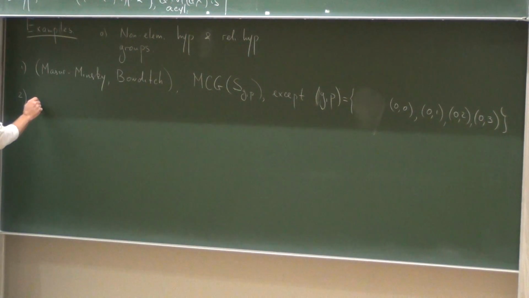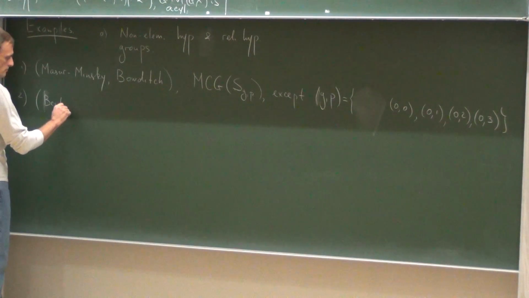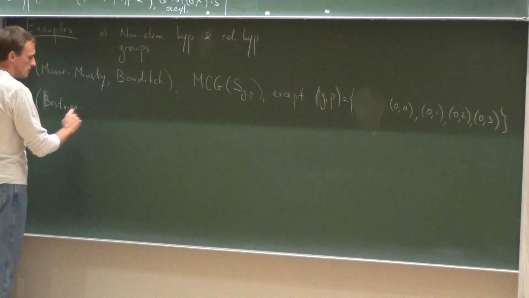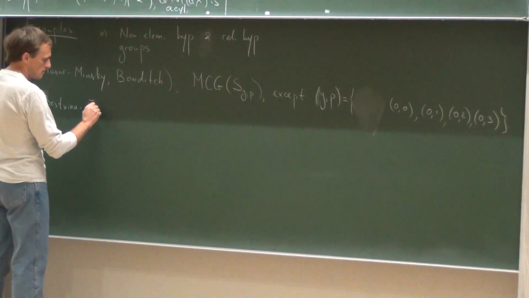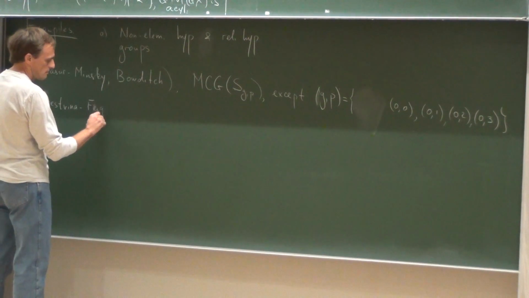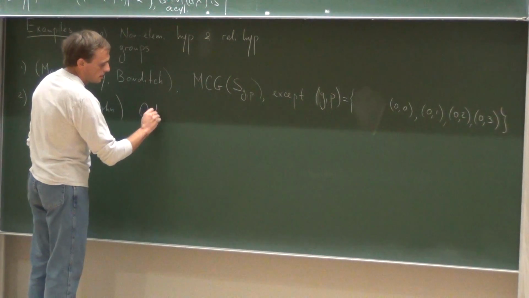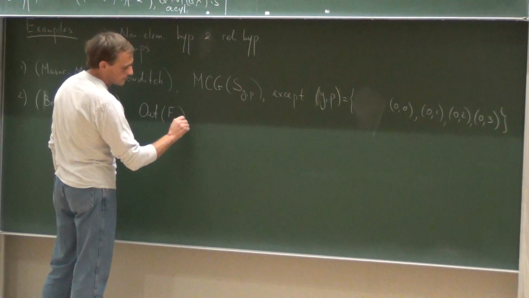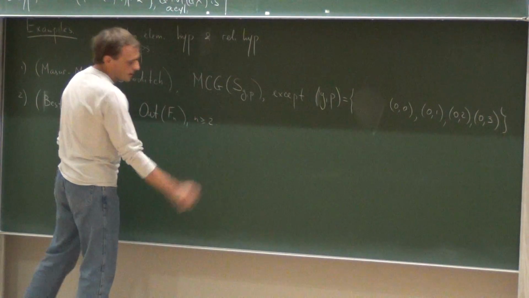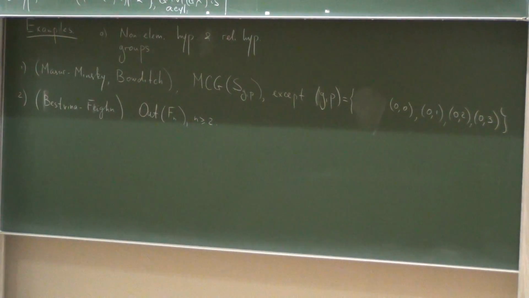Next result is, well, I think it's this thing. Out(F_n) for n at least 2. And now this is already much less trivial.